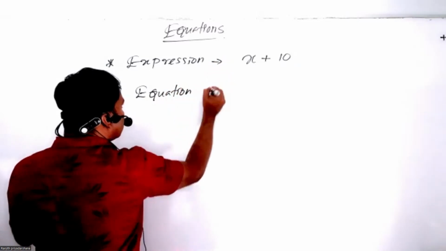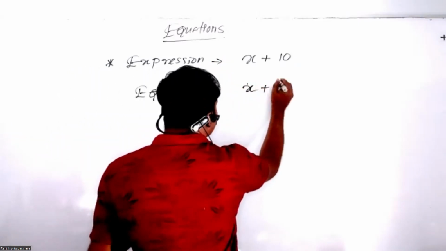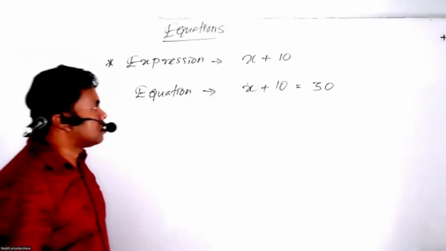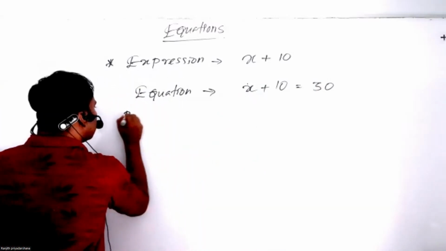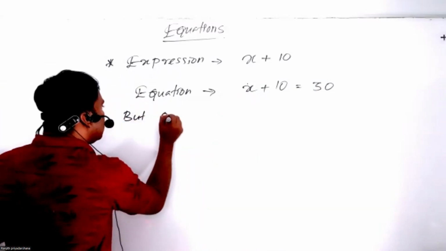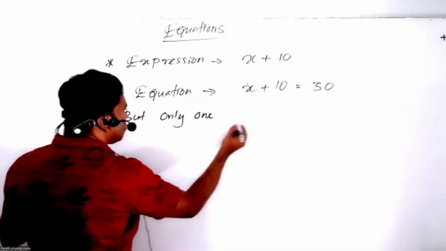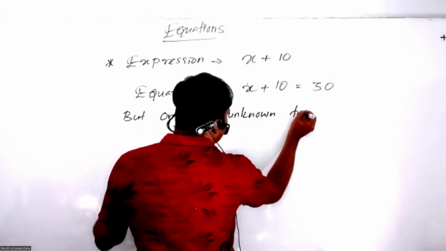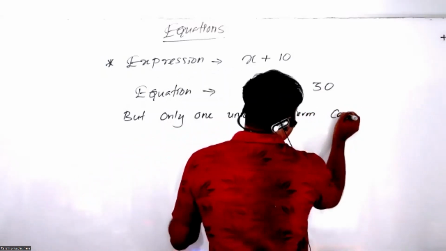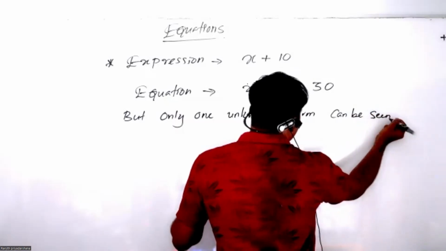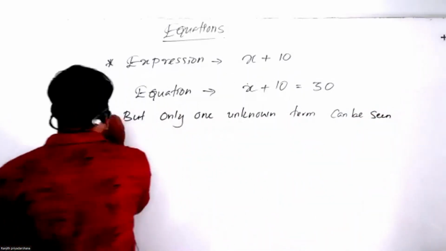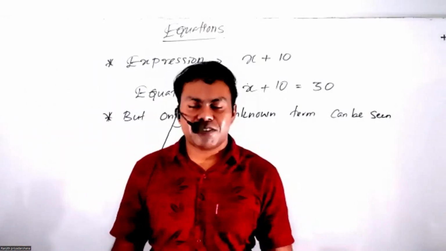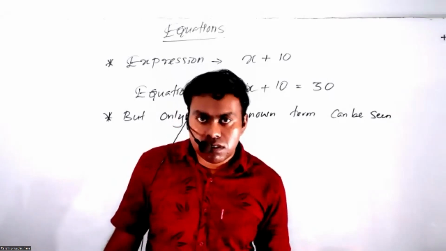When you convert that into an equation, x plus 10 equals 30, right? But only one unknown term can be seen. This equation is known as a simple equation.